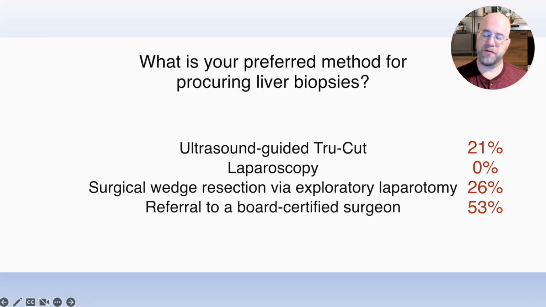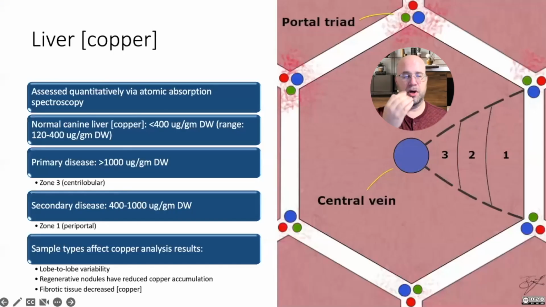Majority of you refer to a surgeon, and then pretty evenly split the rest of you between ultrasound guided Tru-Cut and surgical wedge resection via an exploratory laparotomy. None of you responded with laparoscopy. So thank you for sharing. Obviously, there's no right or wrong answer there. I was just curious as to what is most commonly occurring out in primary care land.